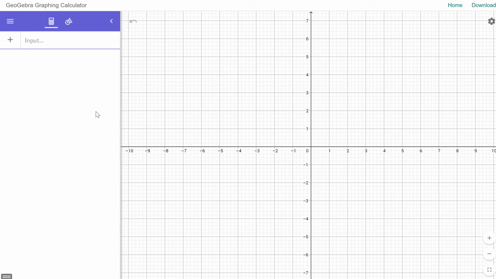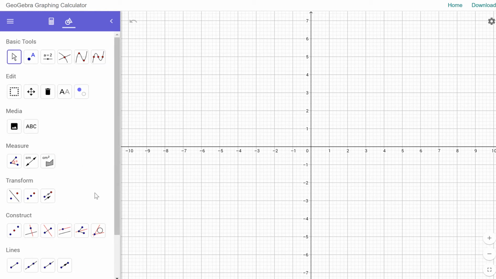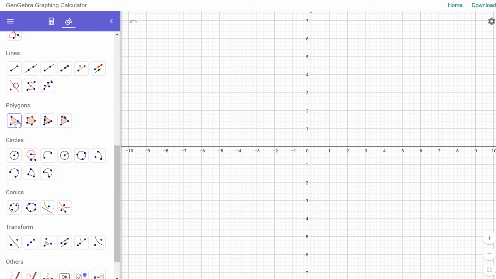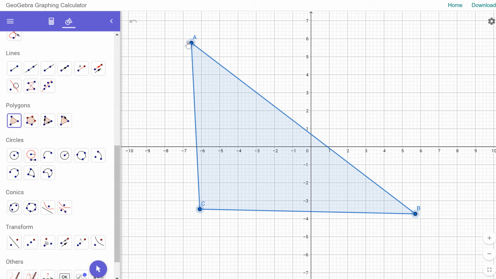In the exploration of perpendicular bisectors and circumcenters, what we're going to do is start off by drawing a triangle. So we're going to use our polygon tool, go under polygons here. We're going to create any triangle that we want. It doesn't matter shape or size right now.